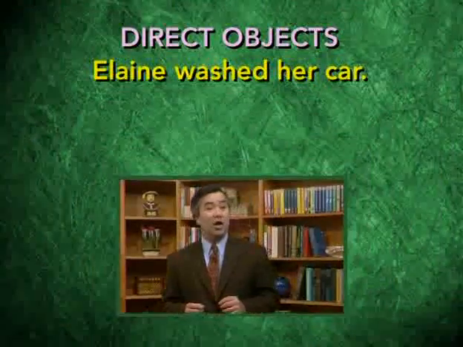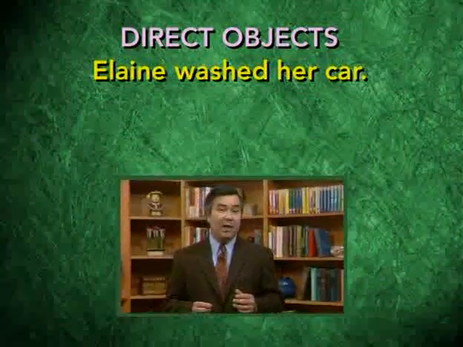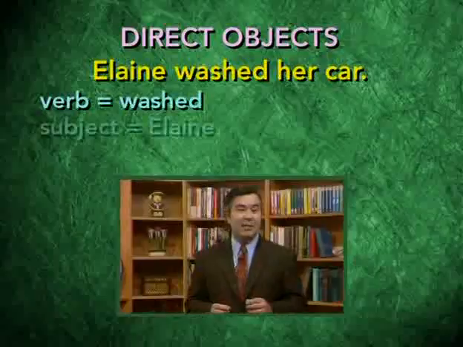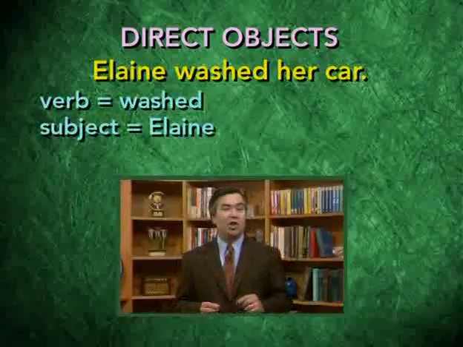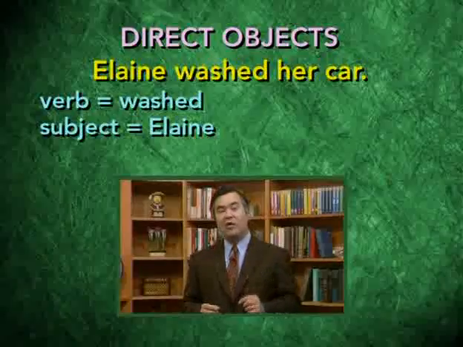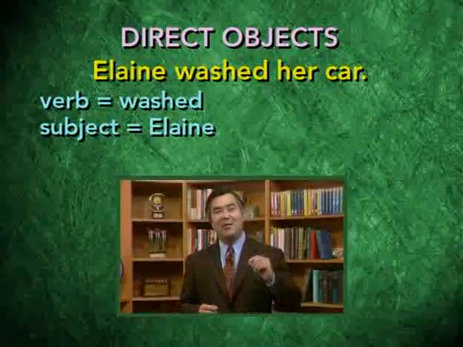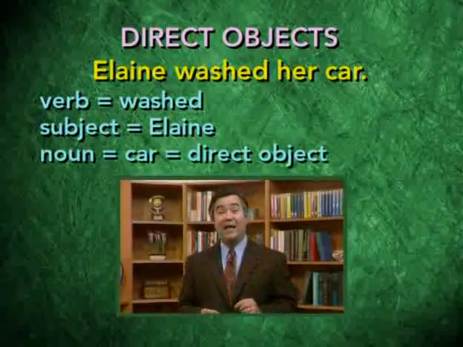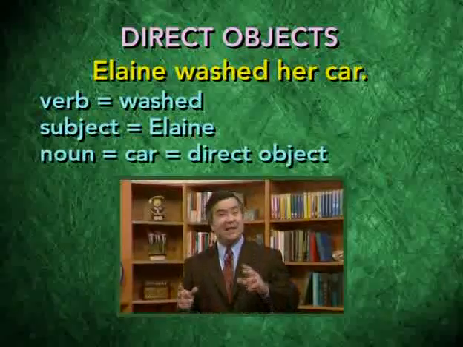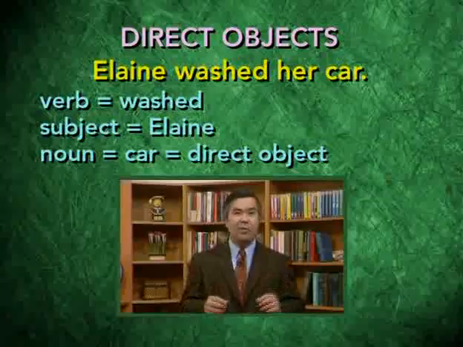Elaine washed her car. What's the verb here? Washed. The subject, Elaine. And what did Elaine wash? She washed her car. Where's the noun or pronoun that tells us exactly what Elaine washed? The noun car tells us what Elaine washed. And so that's the direct object of the verb washed.